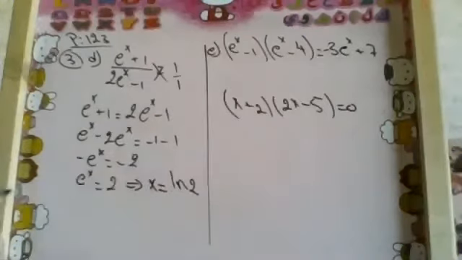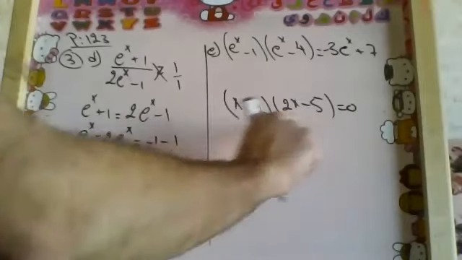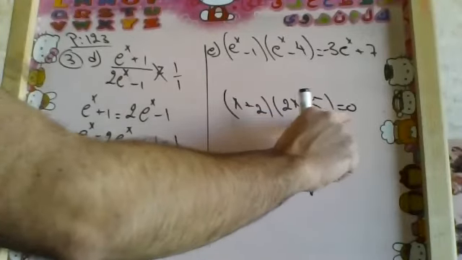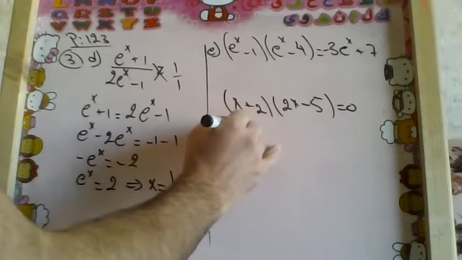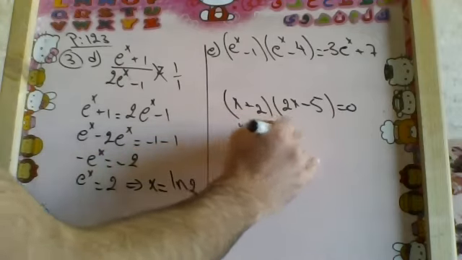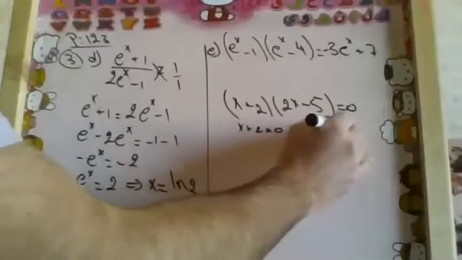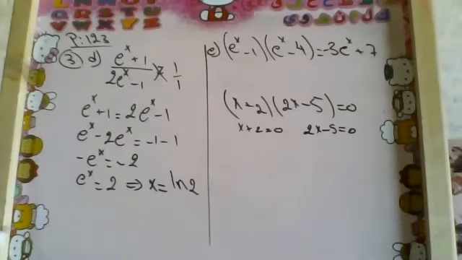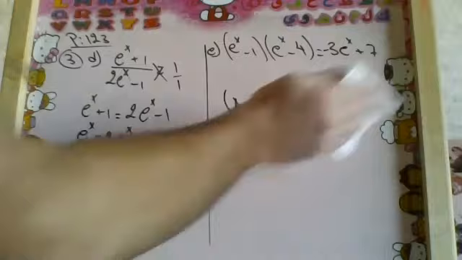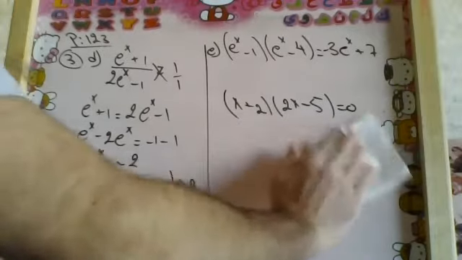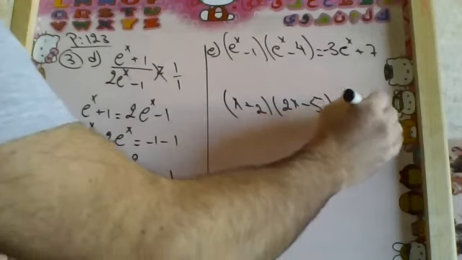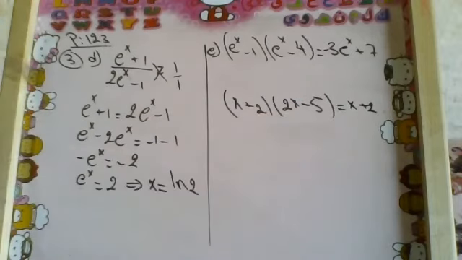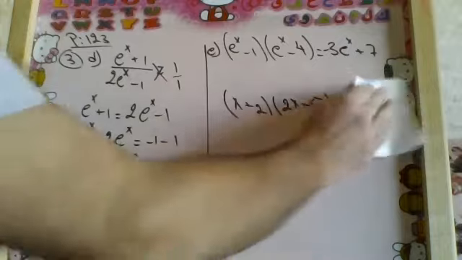How do you solve this equation? Set each bracket equal to zero. Because here we have a product and the answer is 0, then one of the factors is 0. So you write x plus 2 equals 0, or 2x minus 5 equals 0. Very good. But what if it wasn't 0? What do I do?